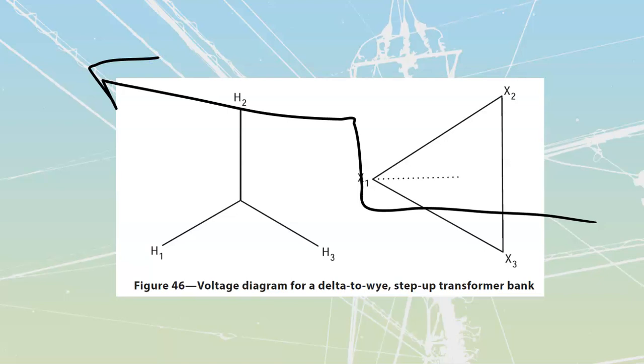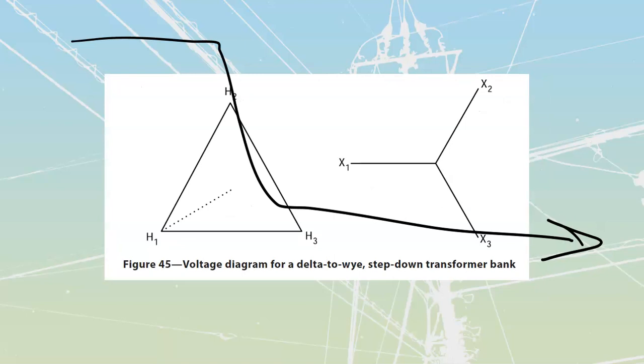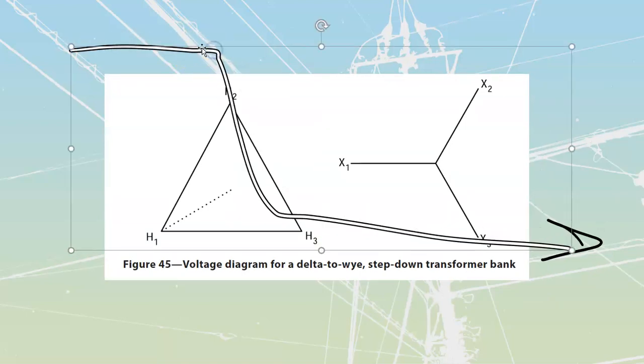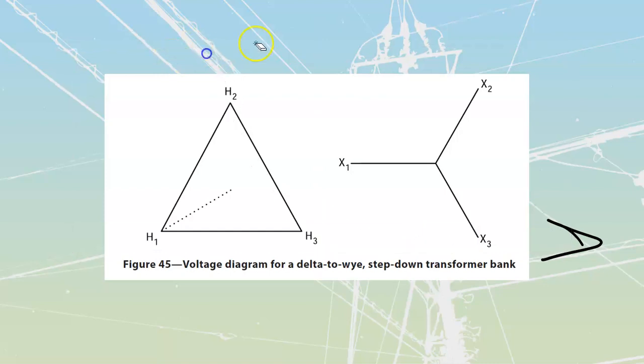The very first one that we're going to take a look at is this one over here, where, one second, let's erase that, where we have our feed in on the high voltage side, the delta, and then we are feeding out onto the low voltage side.